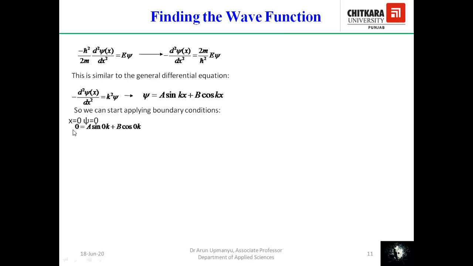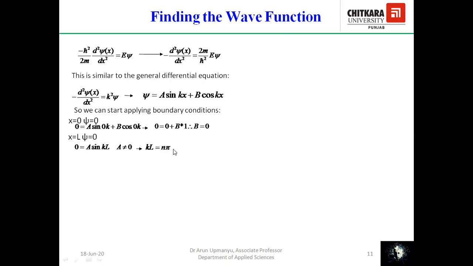I am going to use the boundary condition that when x is equal to 0, psi is equal to 0. By using this condition, I have concluded that b comes out to be 0, meaning the second arbitrary constant comes out to be 0. And using the second boundary condition, I have concluded that kL is equal to n pi.